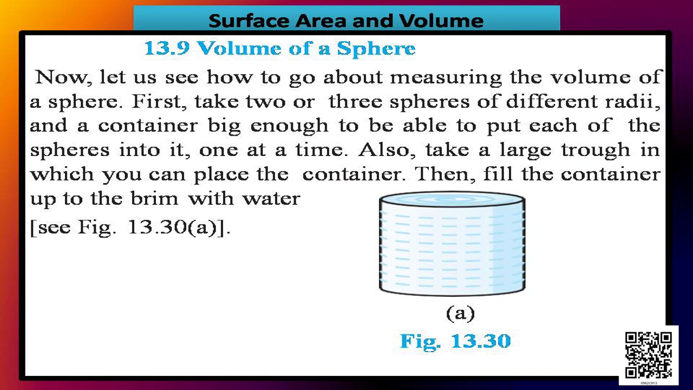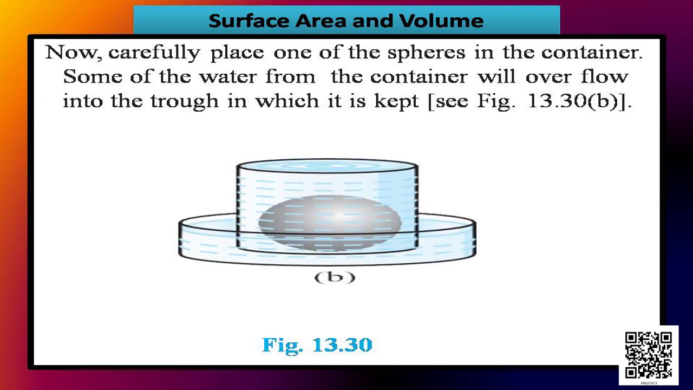First, take two or three spheres of different radii and a container big enough to be able to put each of the spheres into it, one at a time. Also, take a large trough in which you can place the container. Then fill the container up to the brim with water. You can refer figure 13.30A. Now carefully place one of the spheres in the container. Some of the water from the container will overflow into the trough in which it is kept. You can refer figure 13.30B.